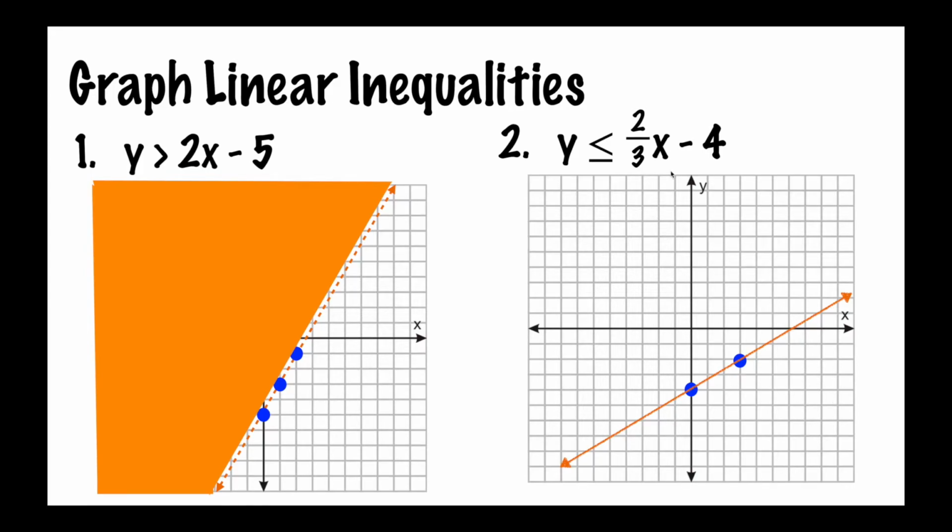And now, once again, I have to decide, am I shading this side or am I shading this side? Now, one way to think about it is this says y is less than or equal to. Less than is going to be below the line. These are the values that are less than or lower than the line. So I would be shading this portion.